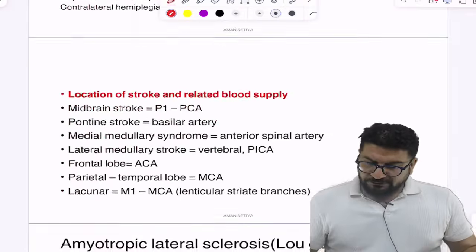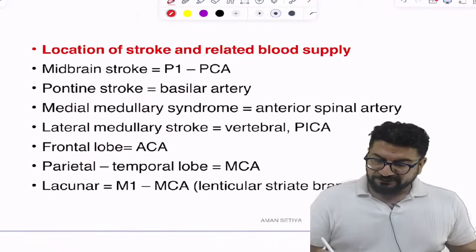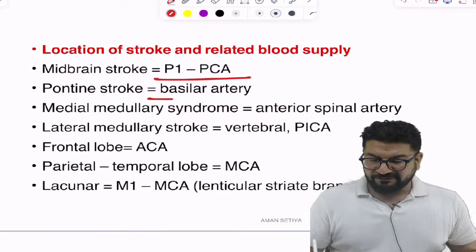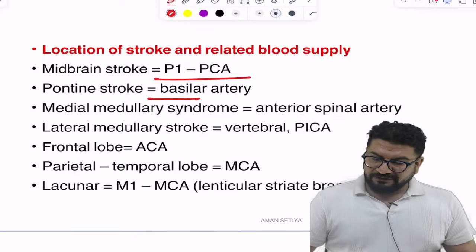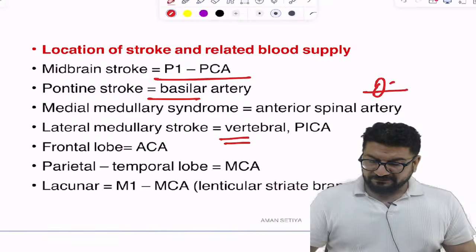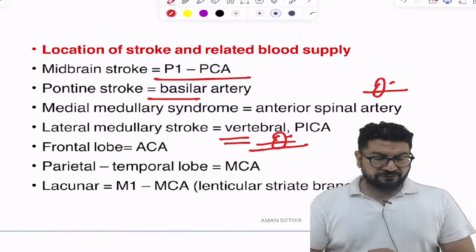Then they ask you question on location of stroke and their blood supply. So midbrain will have P1 PCA, pontine will have basilar artery, medial medullary will have anterior spinal artery, lateral will have vertebral artery. तो कभी-कभी stroke से सीधे क्वेश्चन पूछते हैं एग्जाम में.